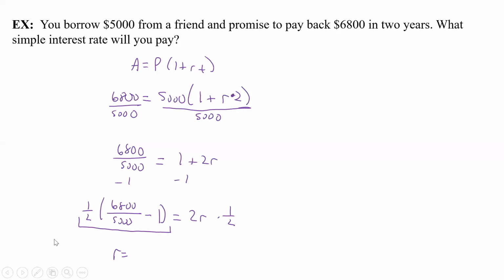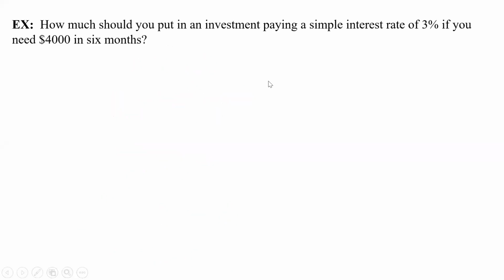So in this case, my rate is 0.18 as a decimal, and if they want it as a percent, we move it 2 places to the right and add a percent sign, so that would be 18%. So that is my interest rate that I'm going to pay for that borrowing of the money from my friend. All right, so one last one here.